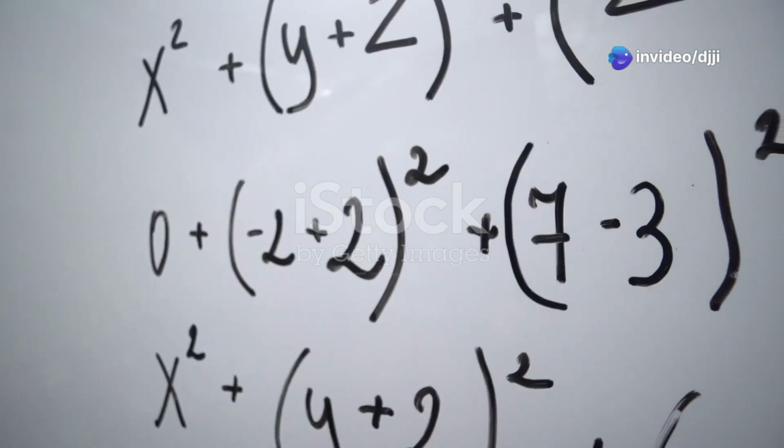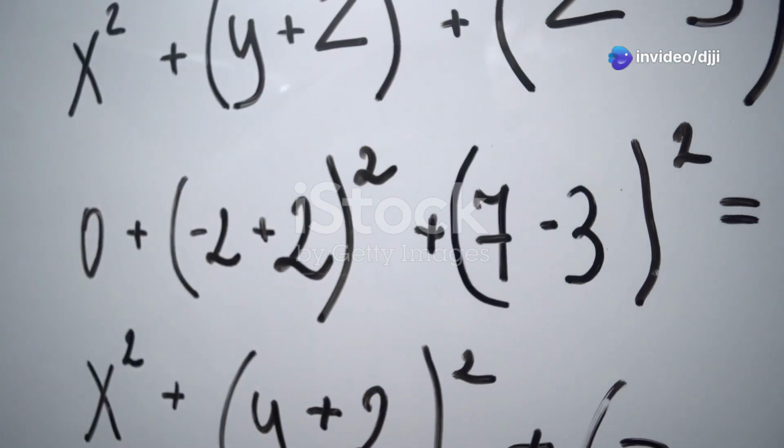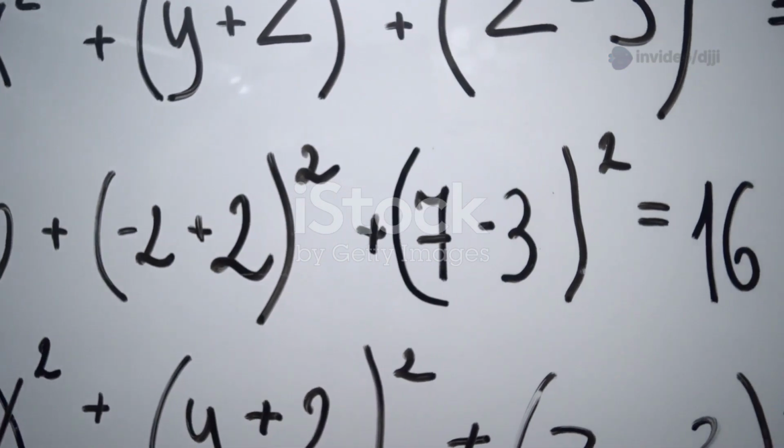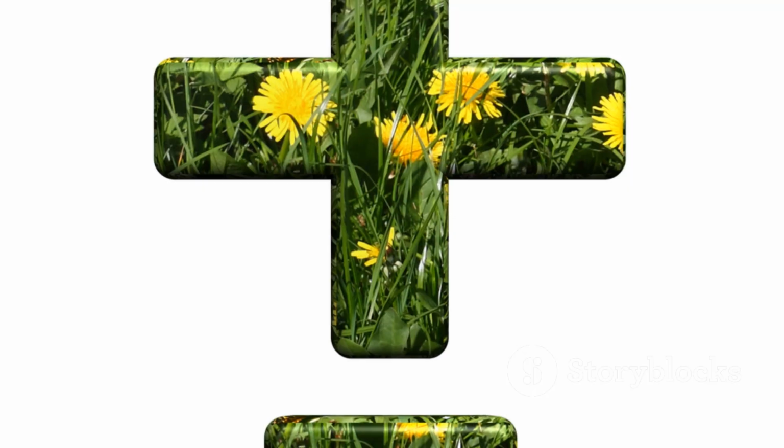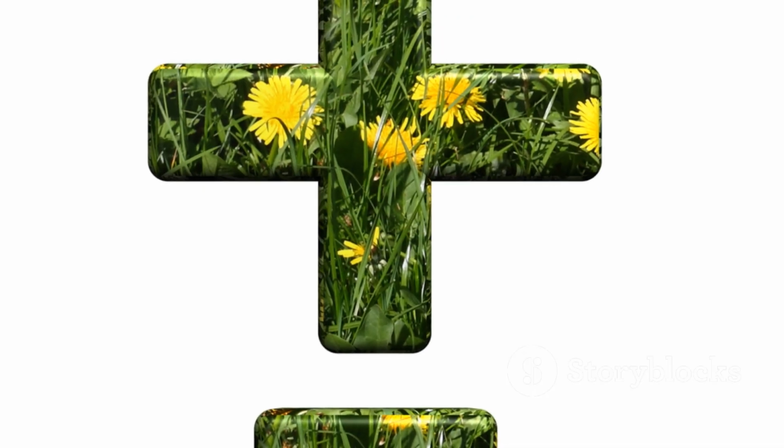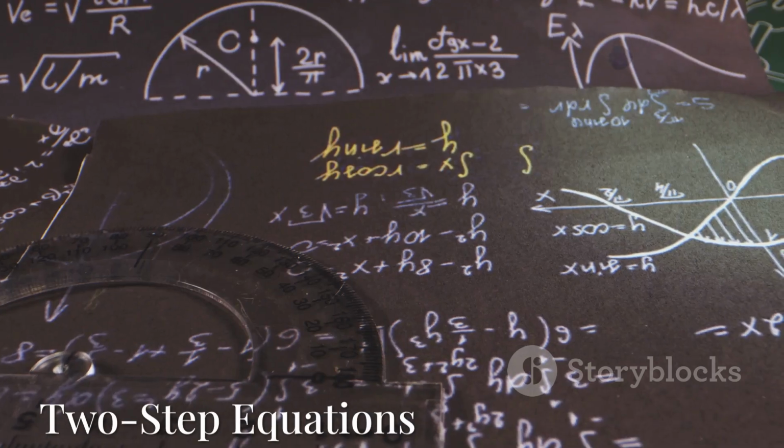Key points: equality. What you do to one side of the equation you must do to the other to maintain equality. Inverse operations: addition and subtraction are inverse operations, as are multiplication and division.